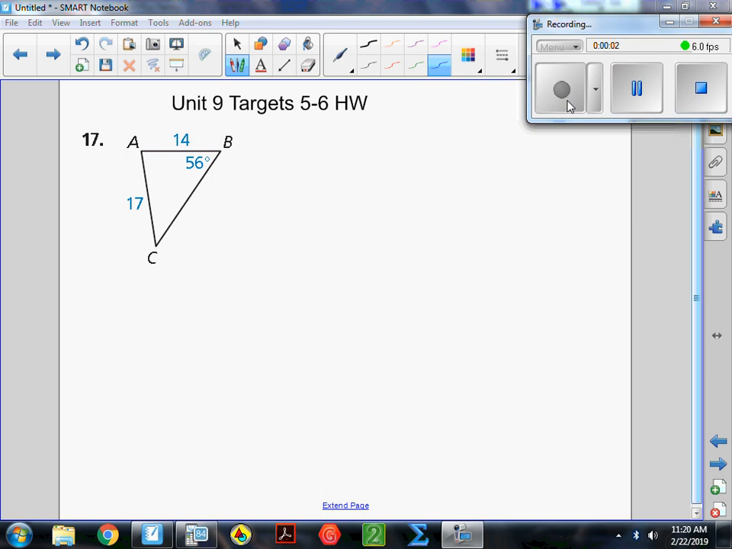Okay, Unit 9, Target 5 and 6 homework, number 17. I only have one angle this time. The previous two problems, I had two angles, so I could start by finding the third angle. I only have one angle. I do need to check to see if I can use law of sines.